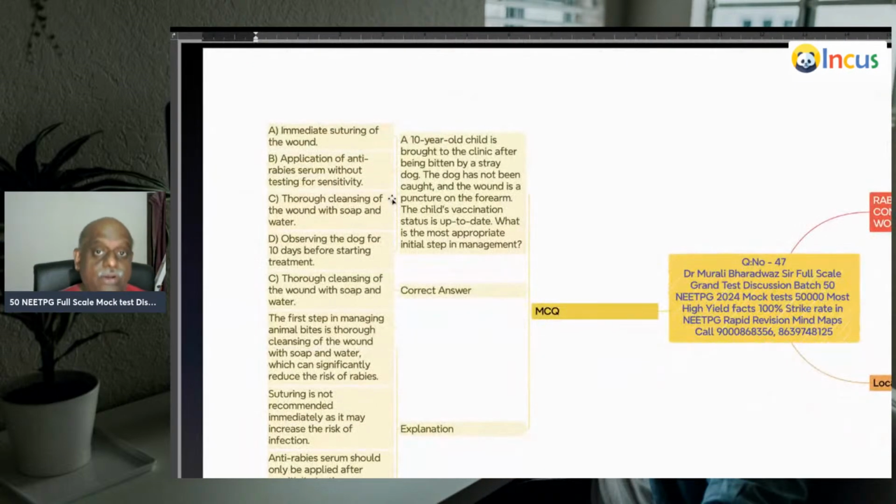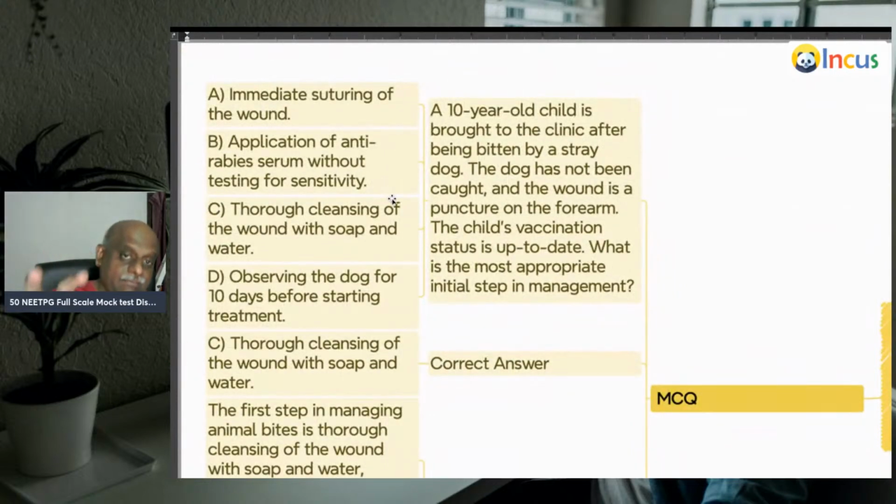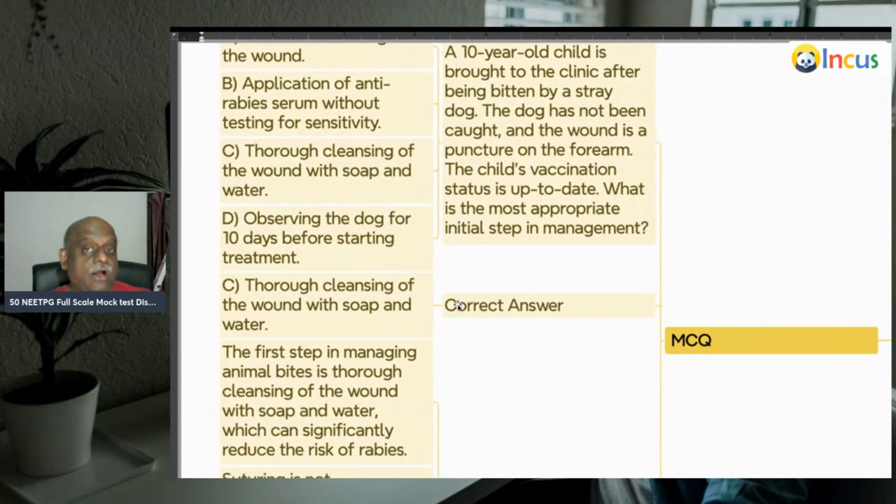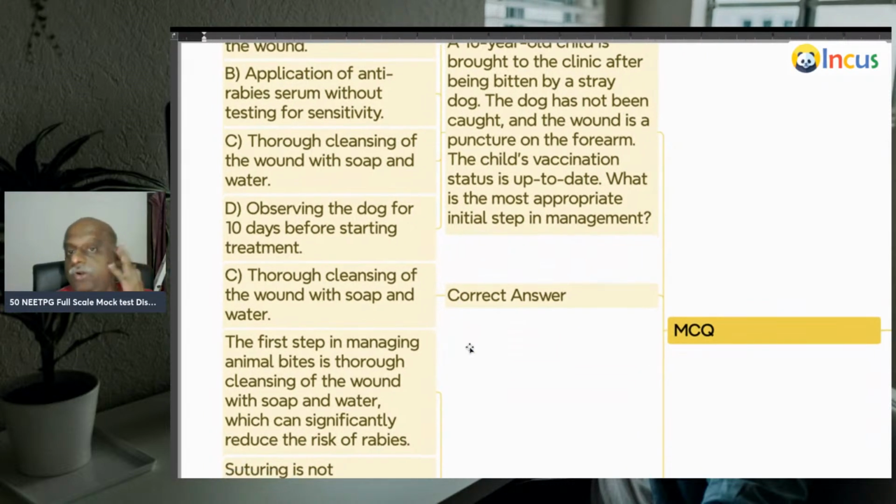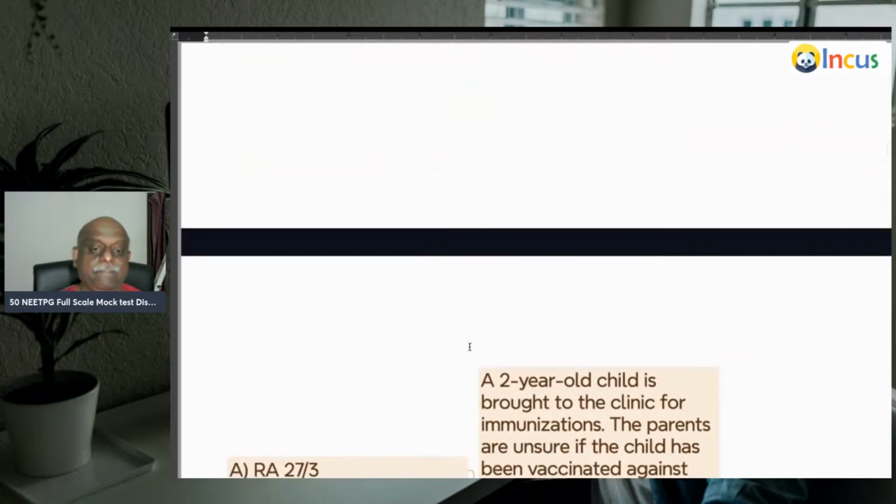A 10-year-old is brought to the clinic after being bitten by a stray dog. The dog has not been caught and the wound is a puncture on the forearm. So what do you want to do? Most important thing: thorough cleansing of the wound with soap and water.